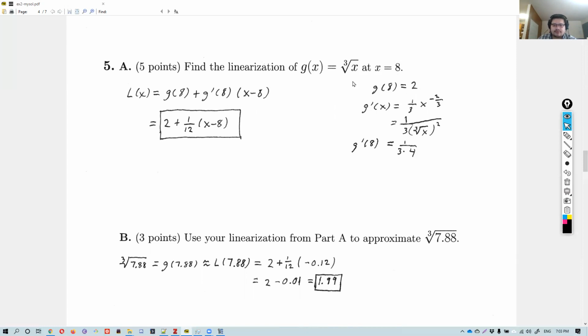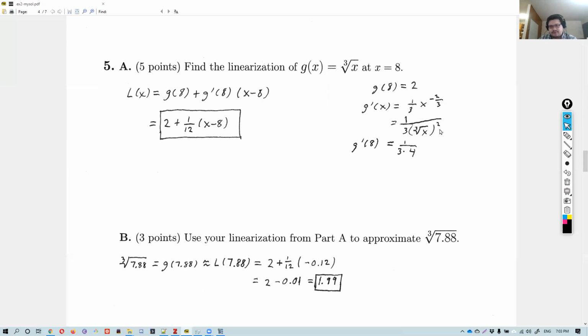Plugging 8 into the cube root function, we would get 2. For the derivative, it requires a little more work. We think of this as x to the 1/3 power and take the power rule, so we get 1/3 x to the negative 2/3 power. Then we rewrite this: in the denominator, the cube root of x, squared. That's just me rewriting this negative fractional power.